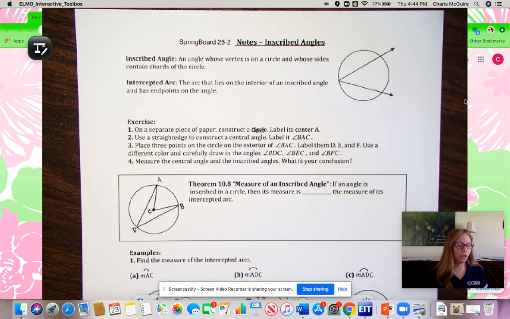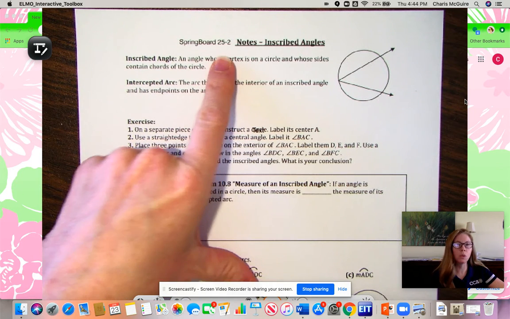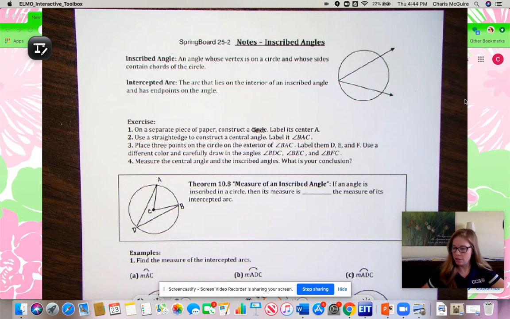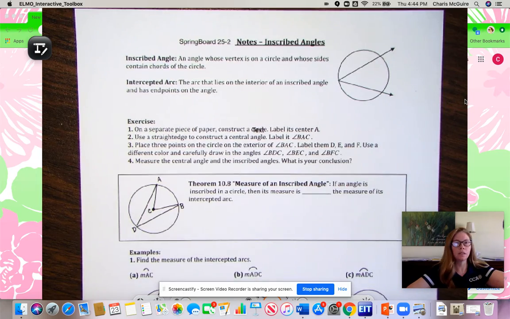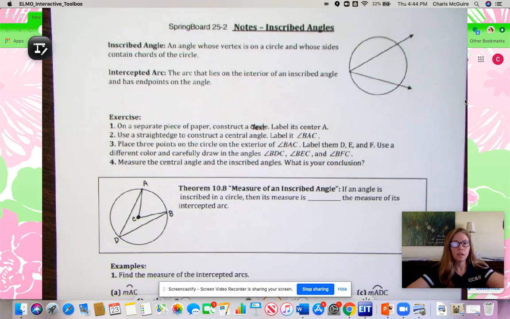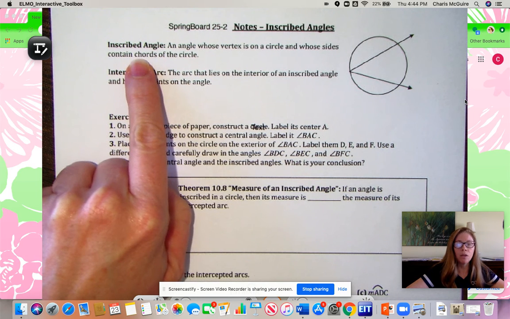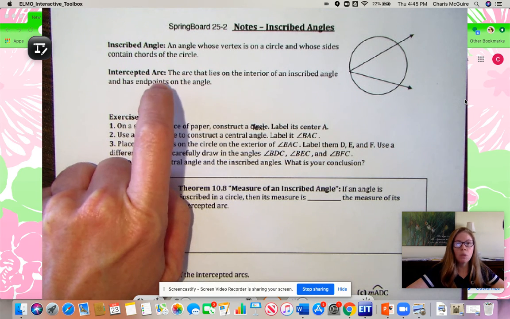We are looking, hopefully you got the notes in front of you or you have a way to look at them. So this is from your Springboard section 25-2, and we are looking at inscribed angles this afternoon. So there's the definition. Let me just get this a little bit nicer for you. Okay, so if you're keeping track of your definitions, you can add this to your definition page, but we're going to talk about inscribed angles and the relationship between their arcs.